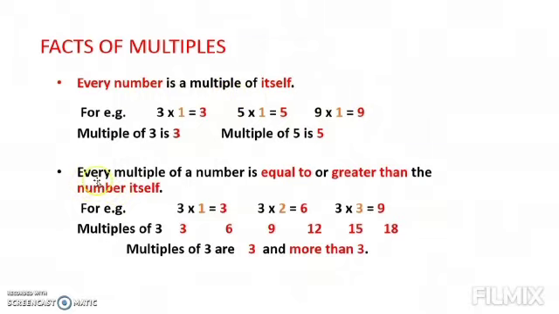Now let us see fact number 2. Every multiple of a number is equal to or greater than the number itself. For example, multiples of 3 are 3, 6, 9, 12, 15, 18. So the multiples are starting from the number 3, so each is either equal to or greater than 3. All the multiples of 3 are either equal to 3 or greater than 3. This holds true for all numbers. Every multiple of any number is equal to the number itself or greater than the number itself. So this is an interesting fact.